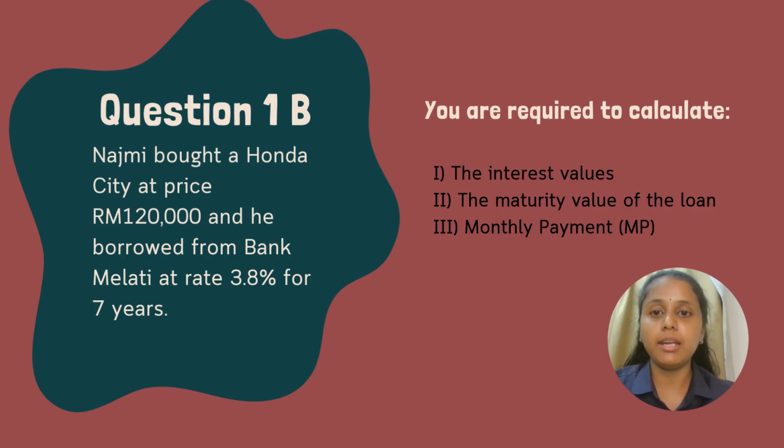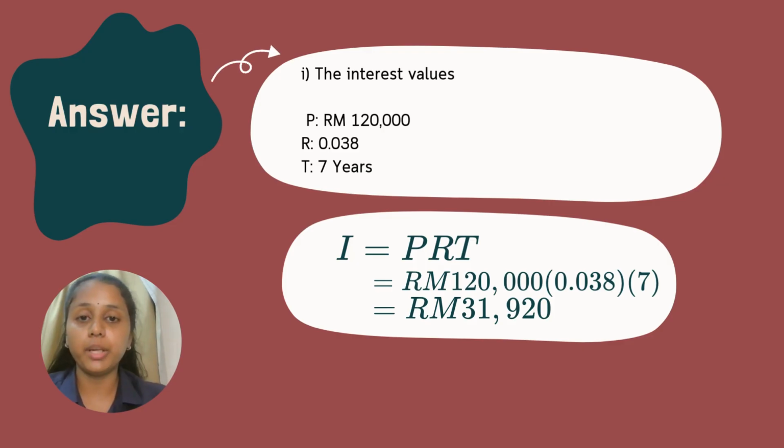Question 1b. Nashmi bought a Honda City at a price of RM 120,000 and he borrowed from the bank at a rate of 3.8% for 7 years. Now we are going to find the interest value. P is the principal, that is RM 120,000. The rate is 0.038 and the time is 7 years. Now we are going to calculate the PRT. So the answer is RM 31,920.